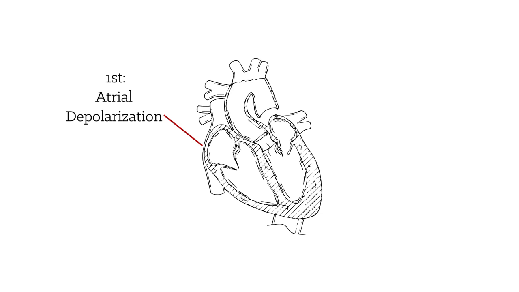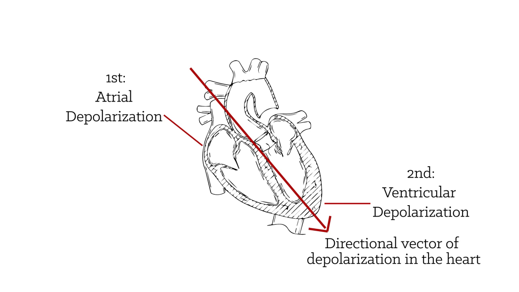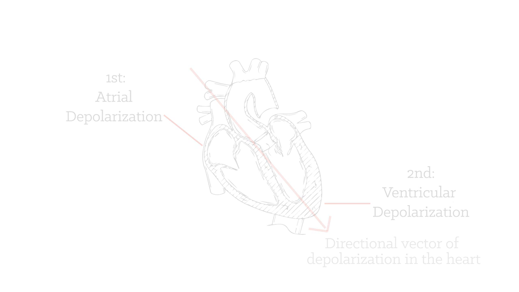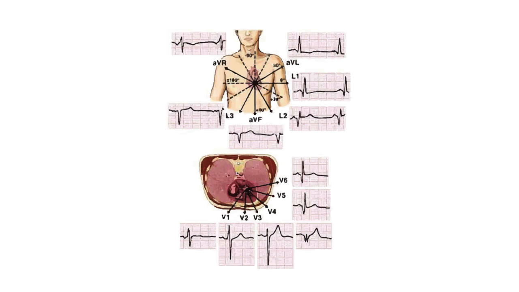The atria depolarize first, and then the ventricles depolarize next. As a result of the sequence and timing of the spread of depolarization and repolarization in the myocardium, potential differences are established between different portions of the heart, which can be detected by electrodes placed on the body surface.